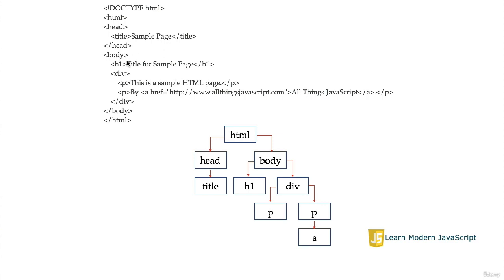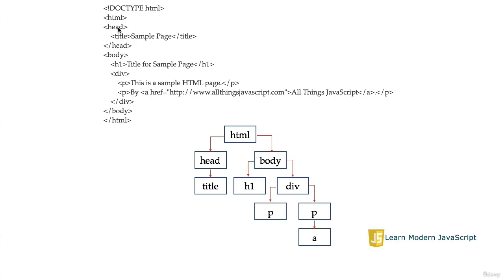We then have a body tag. And inside the body tag, we have an h1 tag, and then we have a div tag. And inside that div tag, we have a paragraph tag with some text. This is a sample HTML page. And another paragraph tag, which says, "By all things JavaScript." Part of that paragraph tag is also broken into an A tag, which is a link to the web page, All Things JavaScript.